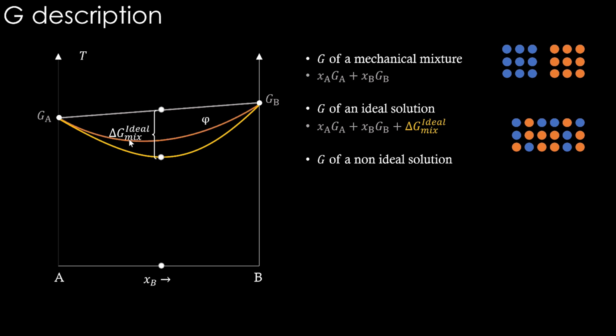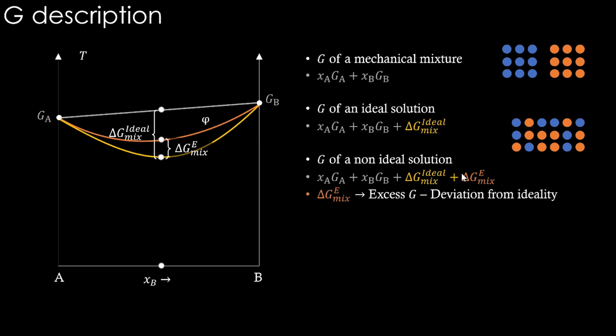Yes, therefore, we'll put a curve. This is a non-ideal mixing curve. This is basically a solution of non-ideal nature, and its Gibbs energy is represented like this. It is deviated from the ideal curve by this much. At this composition, we call this delta G mix E, which stands for XS. Okay, XA GA plus XB GB plus delta G mix ideal plus deviation from the ideality, that is delta G mix E. It is excess Gibbs energy, basically accounting for deviation from ideality.